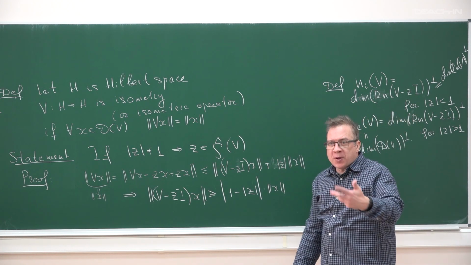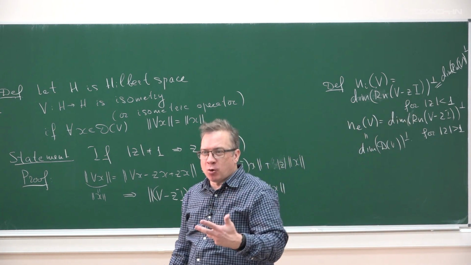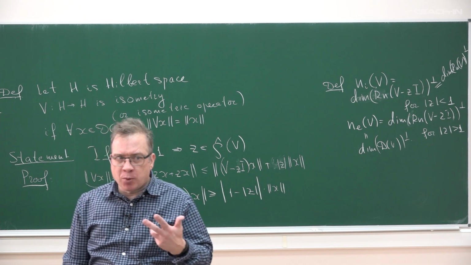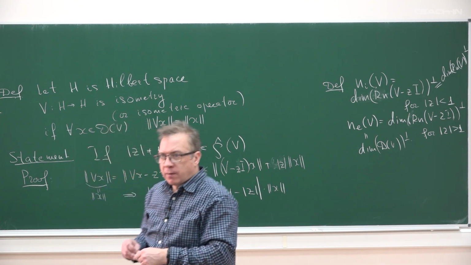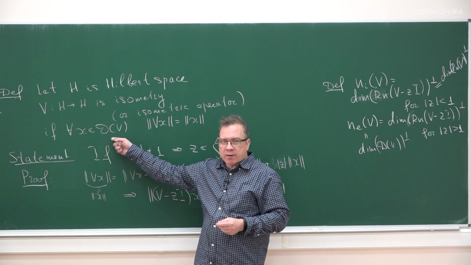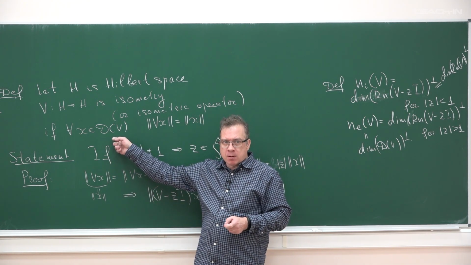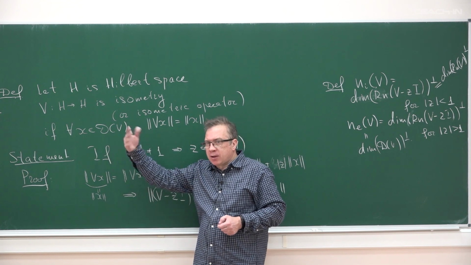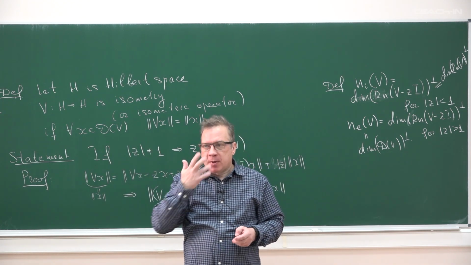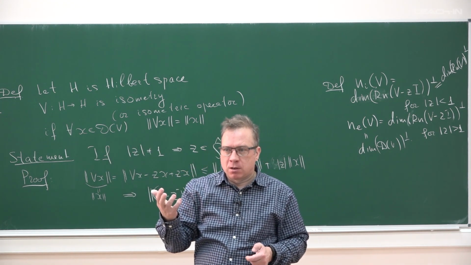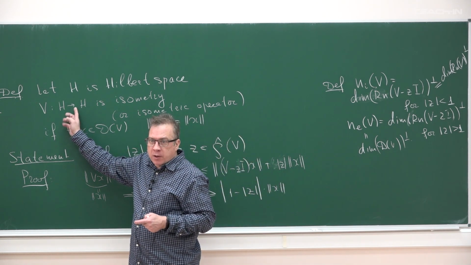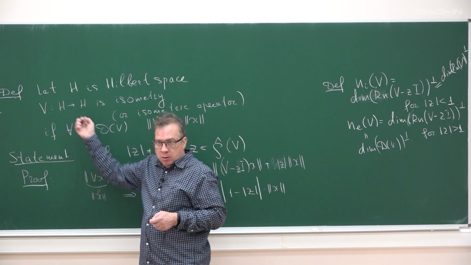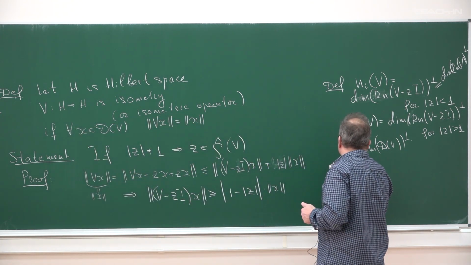And when operator V is a unitary operator, a unitary operator is an isometry and bijective. The problem that we have here is that we have a domain, so the isometry is not defined on the whole space. But if an isometry is bijective between H and H, then it is a unitary operator. Okay?